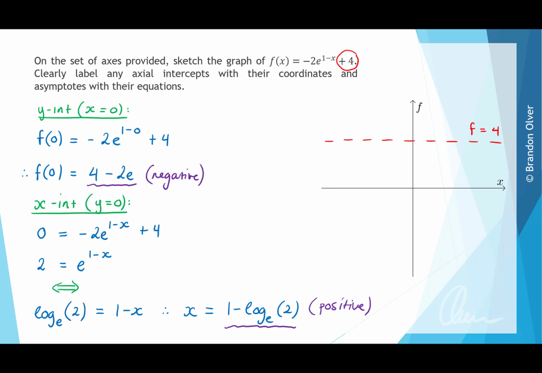If we have a look at the rule, our graph has been reflected over the x-axis and reflected over the y-axis. So that means that our graph is now going to be in this position here, where this x-intercept was when x was equal to 1 minus log e of 2, 0, and this y-intercept here was when x is 0 and y is equal to 4 subtract 2e. So that is the graph of f of x.